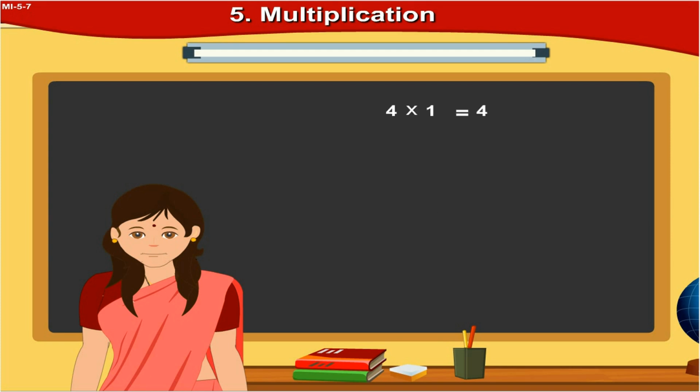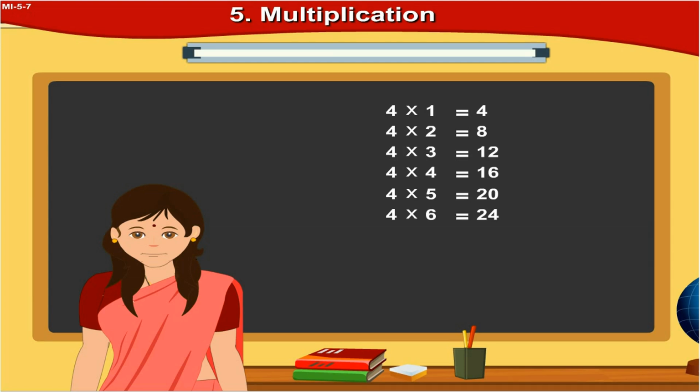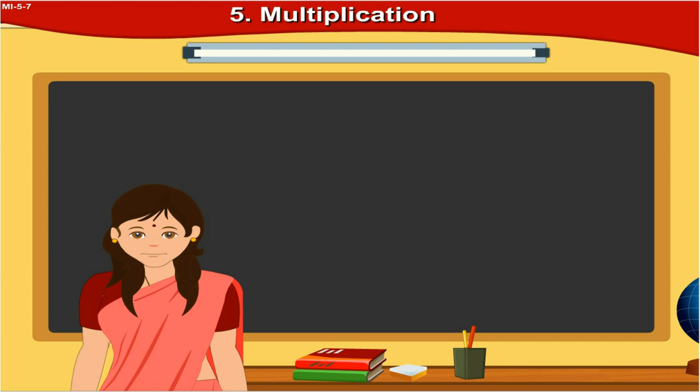4 ones are 4, 4 twos are 8, 4 threes are 12, 4 fours are 16, 4 fives are 20, 4 sixes are 24, 4 sevens are 28, 4 eights are 32, 4 nines are 36, 4 tens are 40. Very good, class. Now, table of 5.